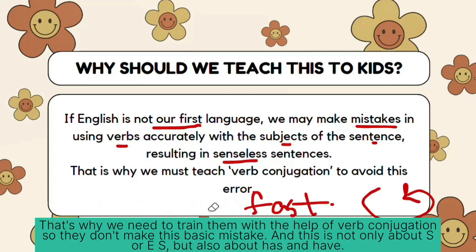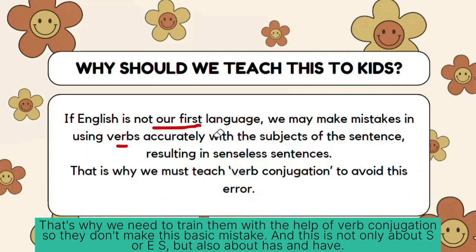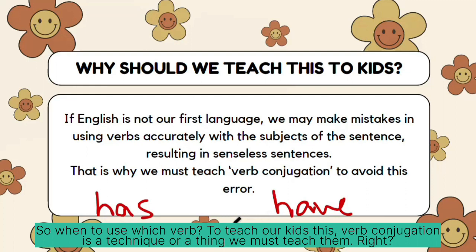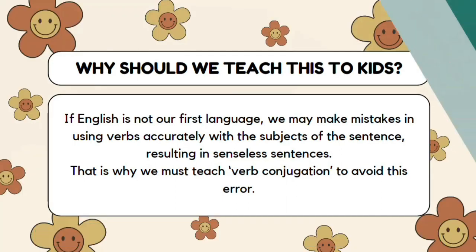That's why we need to train them with the help of verb conjugation so they don't make this basic mistake. And this is not only about s or es, it is also about has and have. We know very well that we cannot use has with every pronoun nor have with every pronoun. So when to use which verb, to teach our kids this, verb conjugation is a technique that we need to teach them, right?